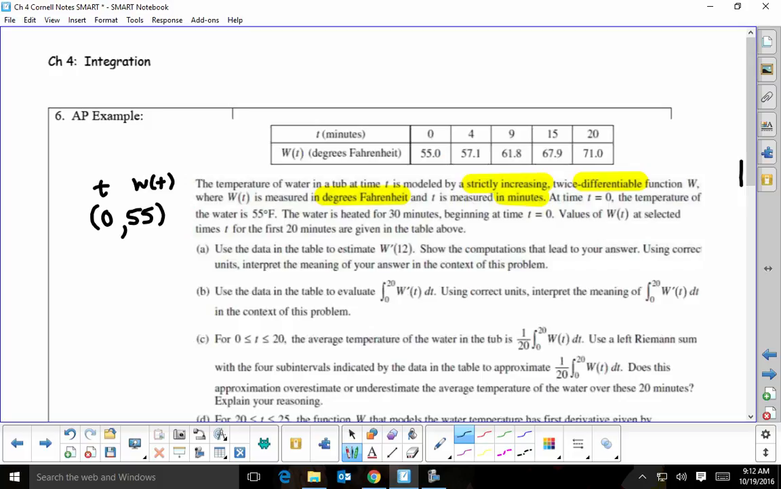Unpause. The water is heated for 30 minutes beginning at time t equals 0. The values of W of t at selected times t for the first 20 minutes are given in the table below. Here we're given this table, with selected times between 0 and 20, and again W of t is just the position. How could I find the velocity, how fast the temperature is changing? I could take the derivative.